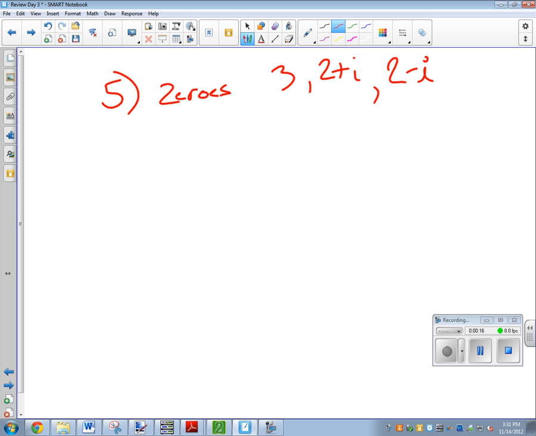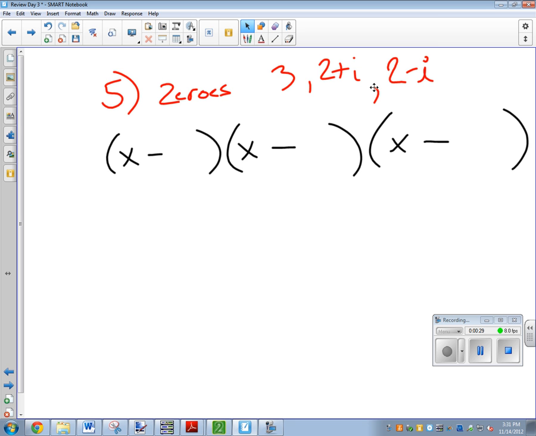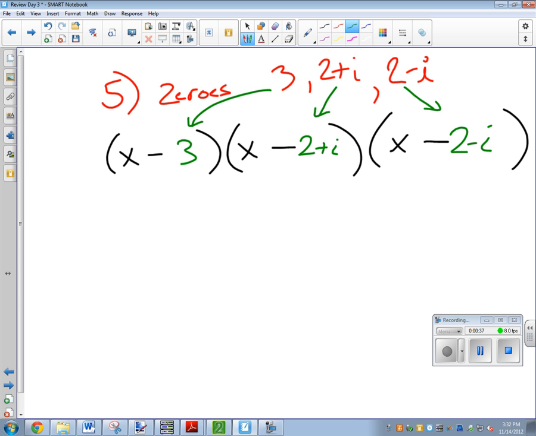Now I want to write them as factors. To write our factors, it's always x minus. I'm going to have 3 of them: x minus, x minus, x minus. So it's x minus 3, x minus 2 plus i, x minus 2 minus i. If it happened to say like negative 3 there, then it would be x minus negative 3, which would turn to plus.